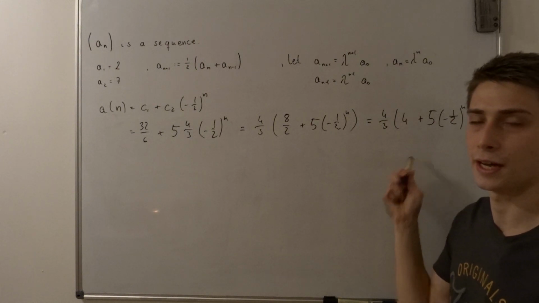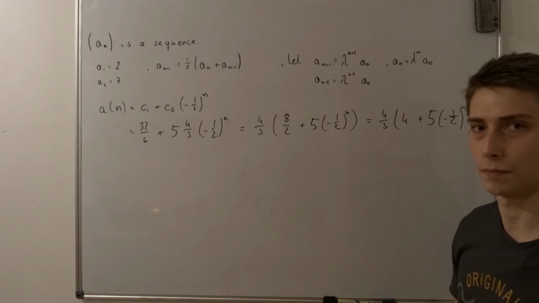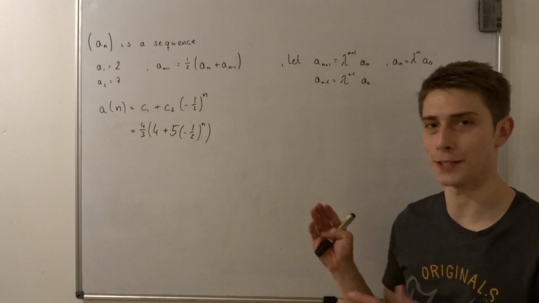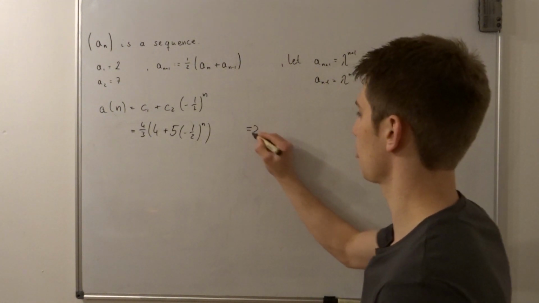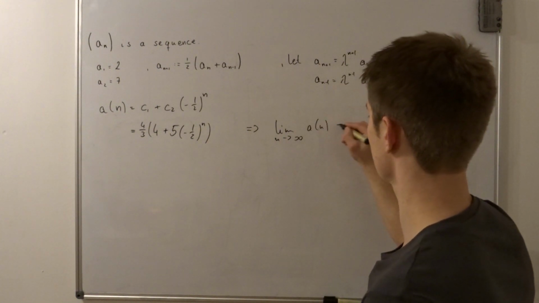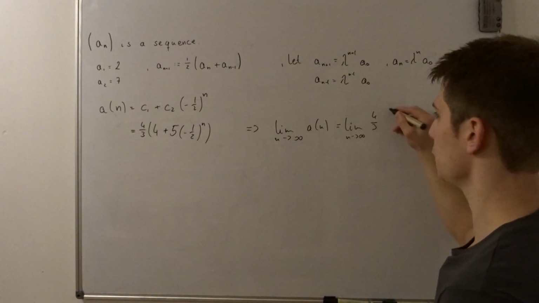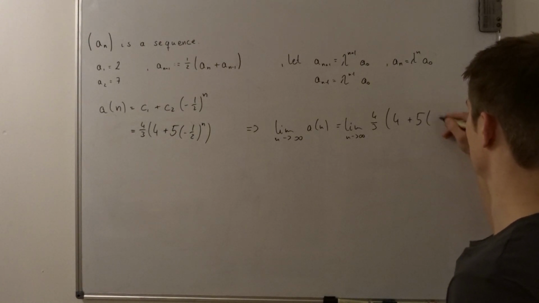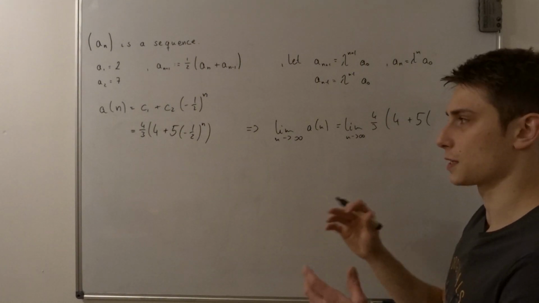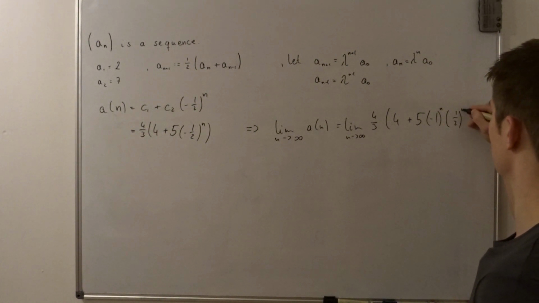That's our final equation. And the last thing we have to do is find out the limit as n approaches infinity. And that's fairly simple. What do we have to do to find the limit of a function? Well, we are going to write that we are looking for the limit of a function. So let's at first say we are going to search for the limit as n approaches infinity of a of n. This does equal the limit as n approaches infinity of 4/3 times 4 plus 5. And I'm going to write this a little bit differently. So we can factor a minus 1 out. So that would be minus 1 to the nth power times 1/2 to the nth power.